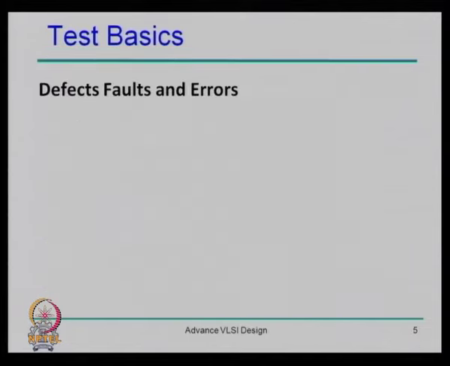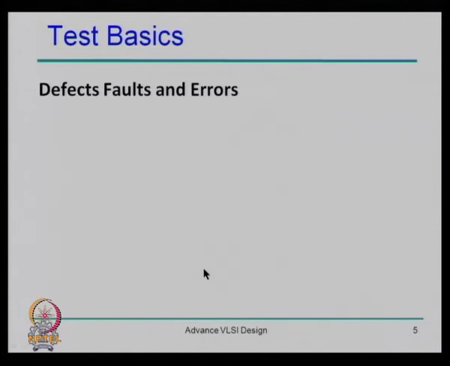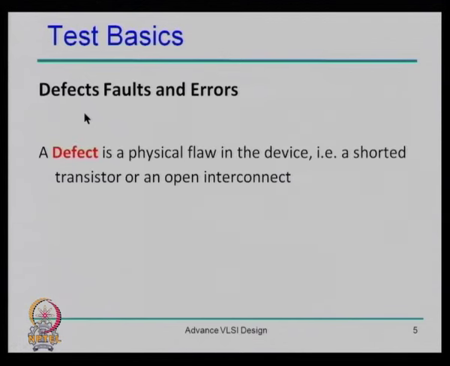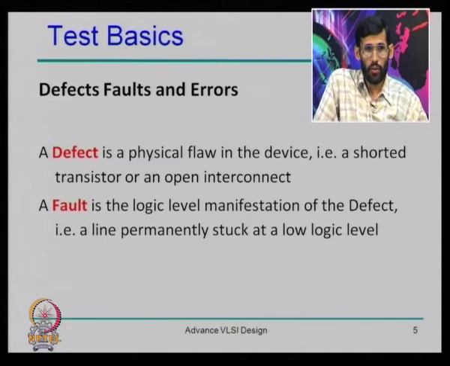So, this brings us to a point. If I have to target a few likely faults or defects, let us define the basic terminology. We use three different terms: defect, fault and error. Defects are the physical flaws in the device, which we discussed earlier, the various reasons for getting a defect while manufacturing a circuit. Faults are the logical manifestation of these defects.